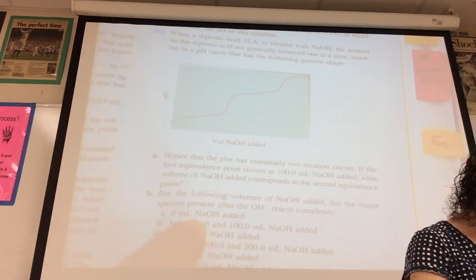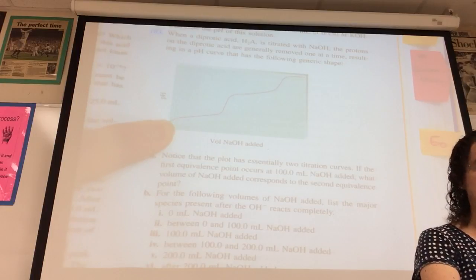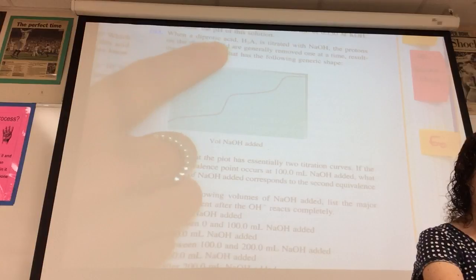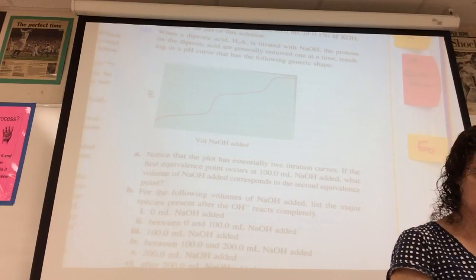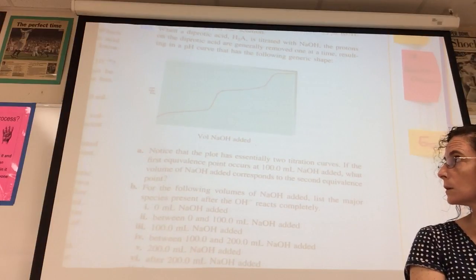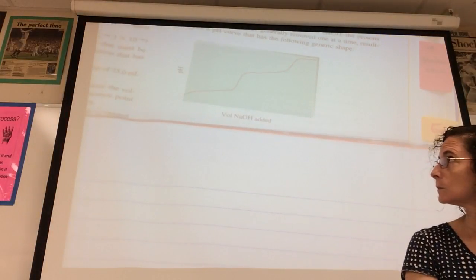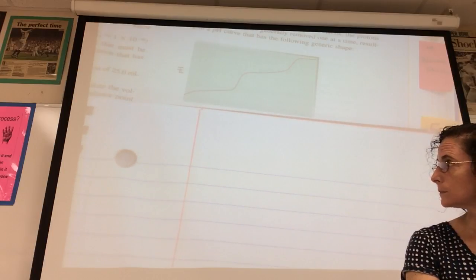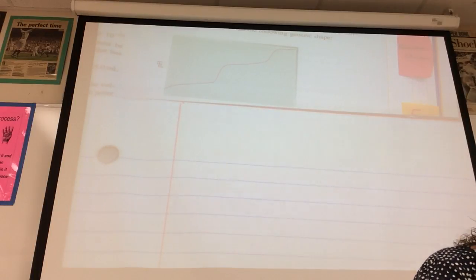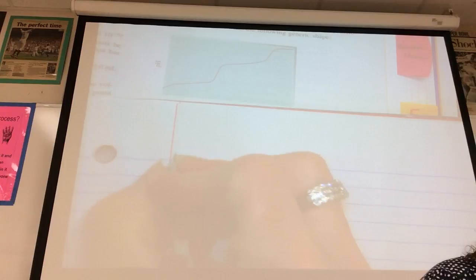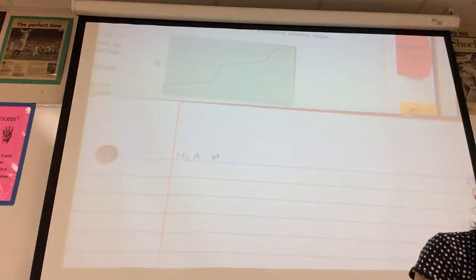When you have not added any sodium hydroxide, you're right here. What's the only species that you have at that point if you have the diprotic acid initially? The diprotic acid. Okay, so in the first one, you have your diprotic acid, and this is just any generic acid. And what do you generate?